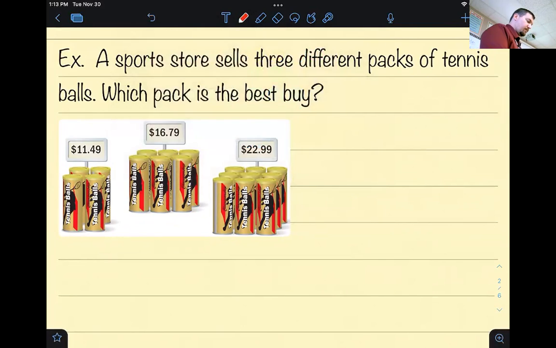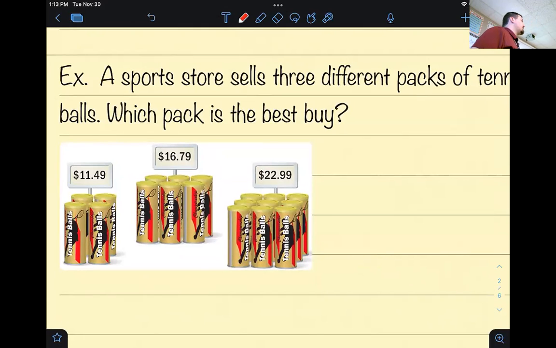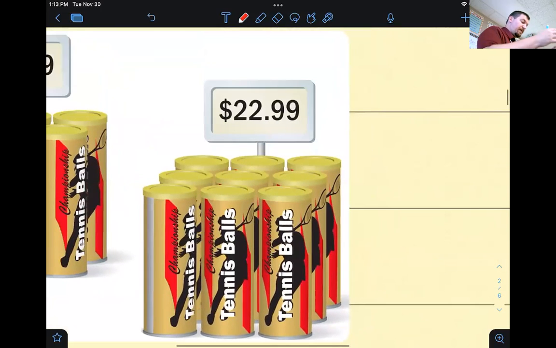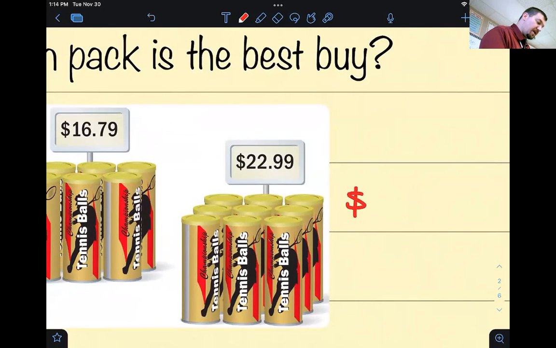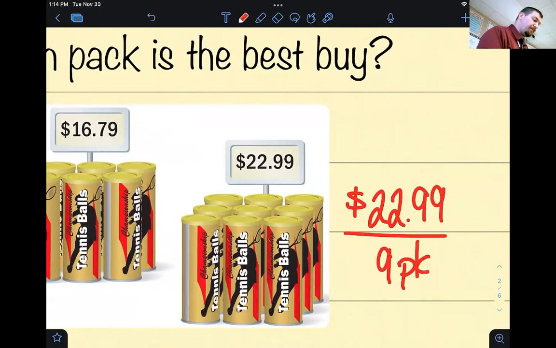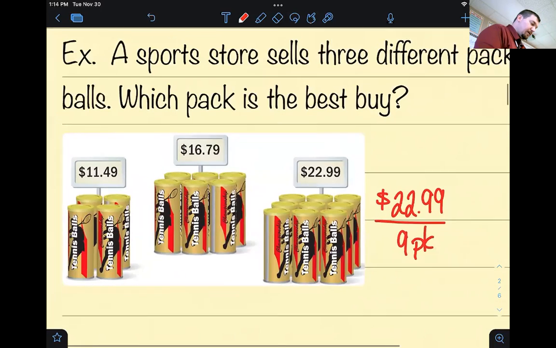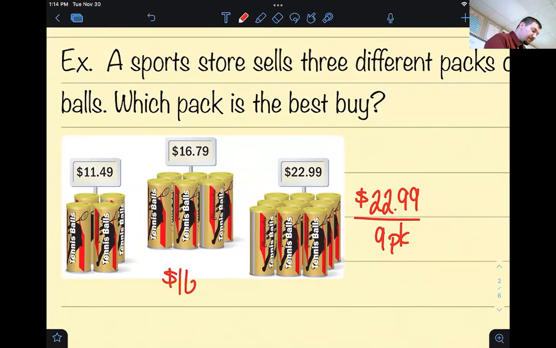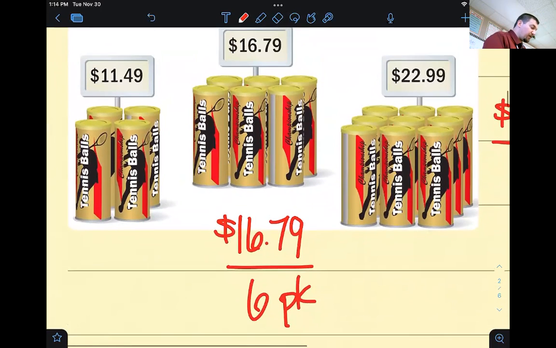Brady, I need you to tell me how many packs of tennis balls you are getting in that last grouping. 9. So you're going to do $22.99 and divide that by 9 packs. I'll let you do that. And Martin's going to do $16.79. But Martin, how many packs are you getting for that price? 6. So divide by 6. And Julia, how many packs are you getting for $11.49? 4. So divide that $11.49 by 4.